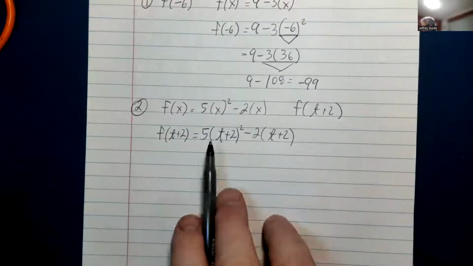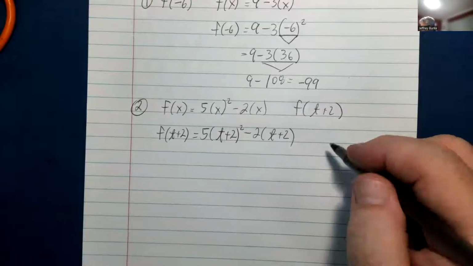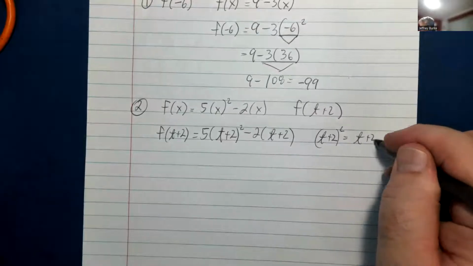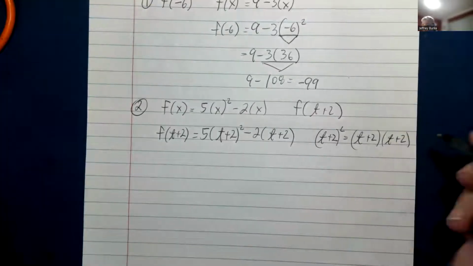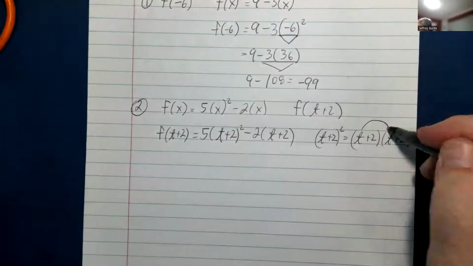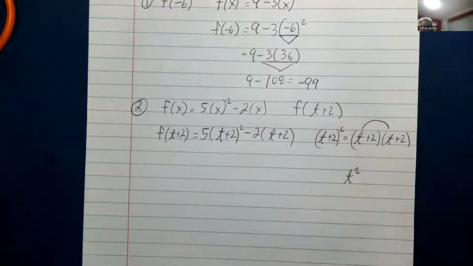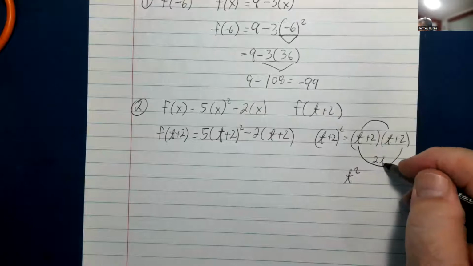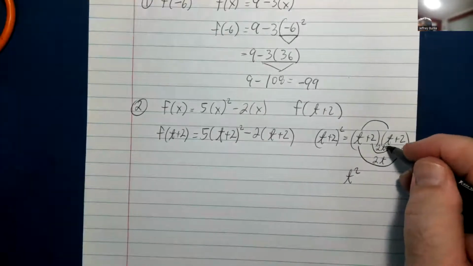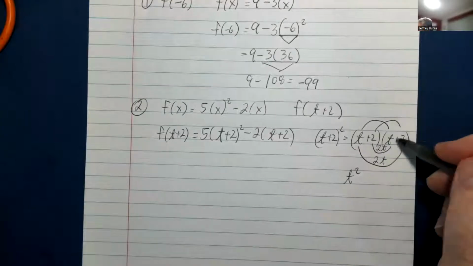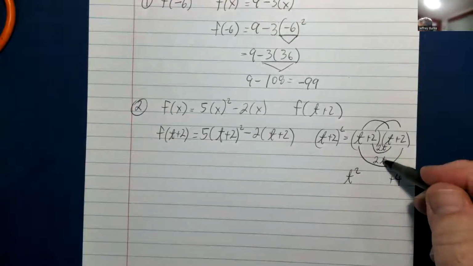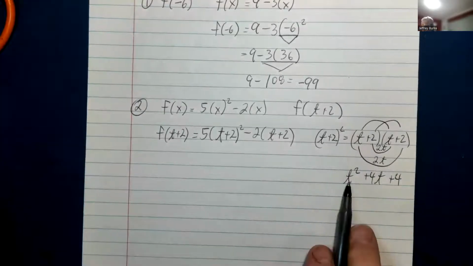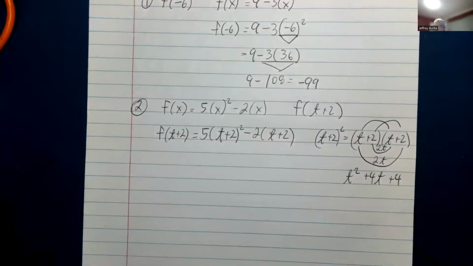What I'm going to do first is square t plus 2. That's equal to t plus 2 times t plus 2, and I'm going to FOIL that. I do my first, which gives me t squared. My outer, t times 2, that'll be 2t. My inner is also 2t. And then my last, 2 times 2 gives me plus 4. 2t plus 2t gives me plus 4t. So the quantity t plus 2 squared equals t squared plus 4t plus 4.